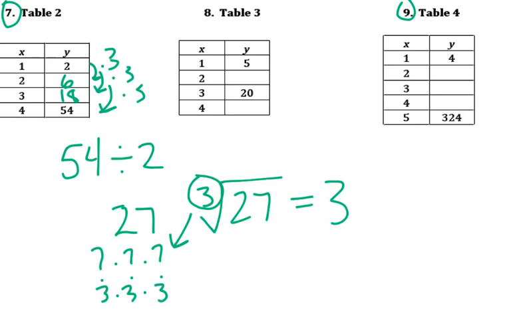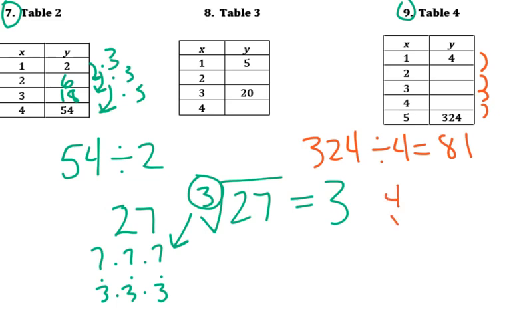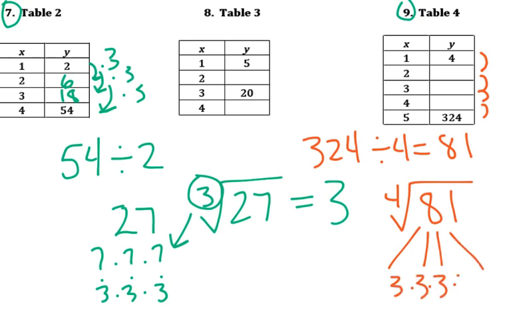Okay, what about number 9? We're jumping 1, 2, 3, 4 times. So I go 324 divided by 4 to get 81. Okay, then we're going to take the 4th root using a calculator to split it up into which 4 pieces times together equal it. And once again, it's 3. So we're timesing by 3 each time to figure this out.